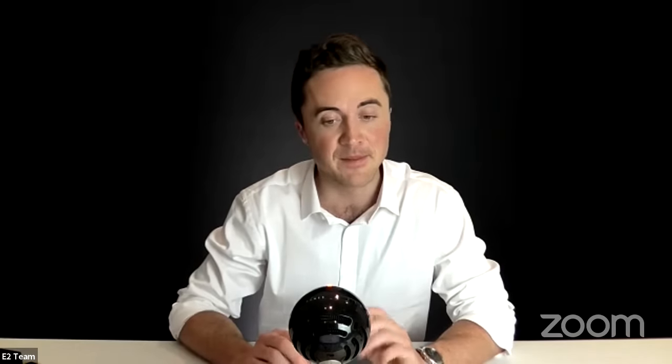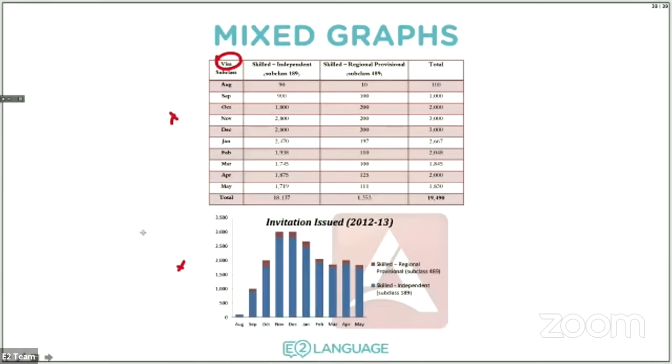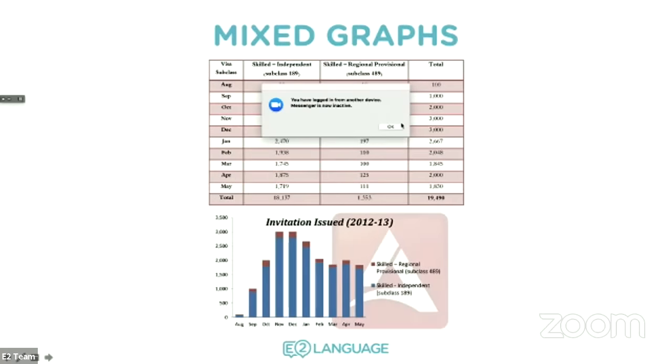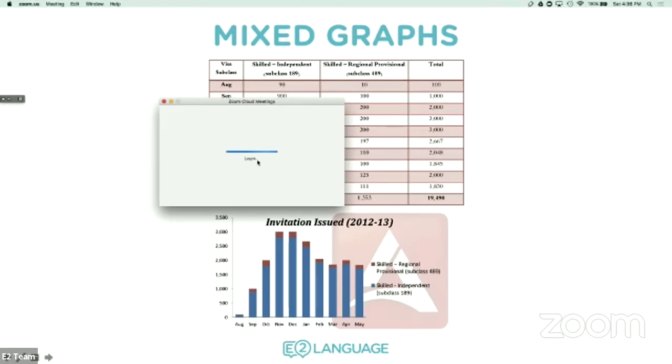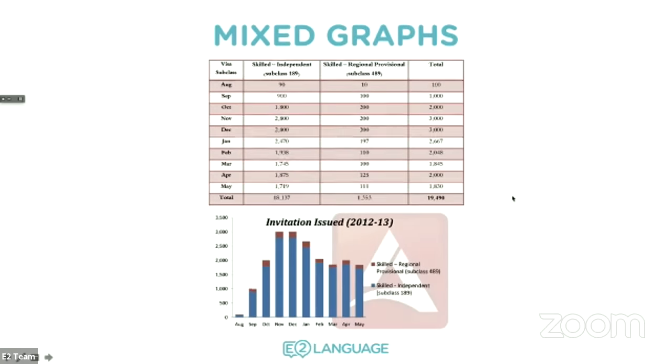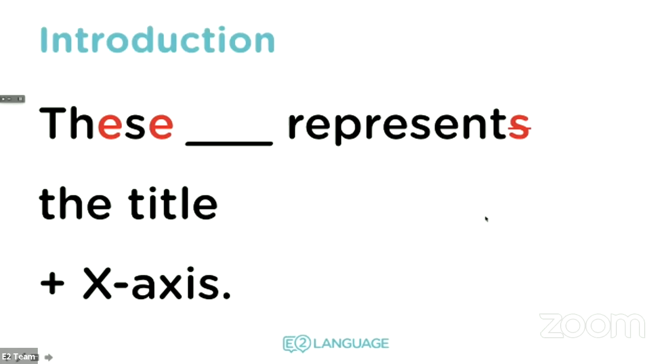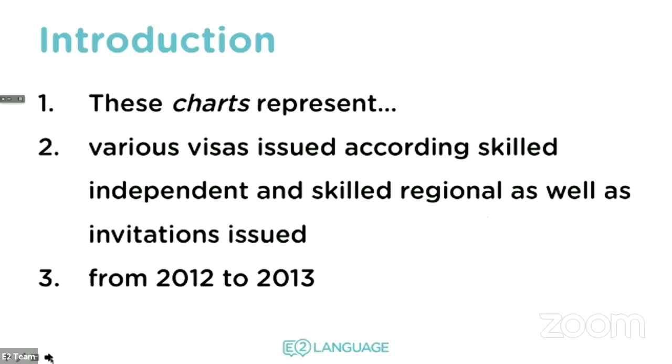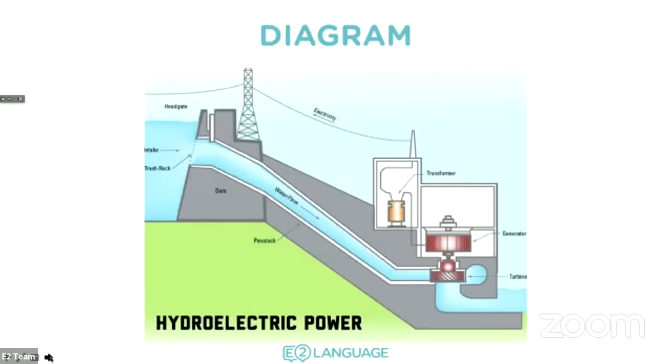I'm just going to say these graphs represent the visas issued by independent and regional visas, including the totals, as well as the invitations issued from 2012 to 2013. In other words, I'm just sort of trying to do my best. That's the best that you can do. This is a tricky one. All right, let's keep going because we've got a few more to introduce before we get to the description.